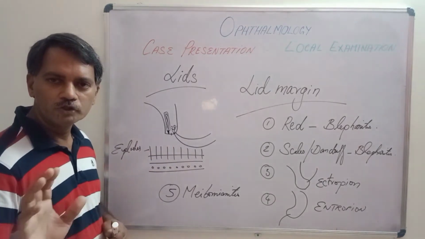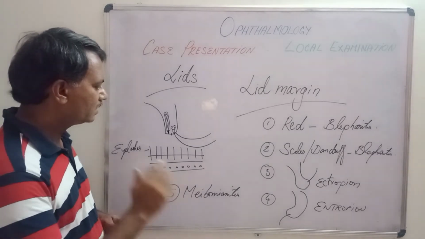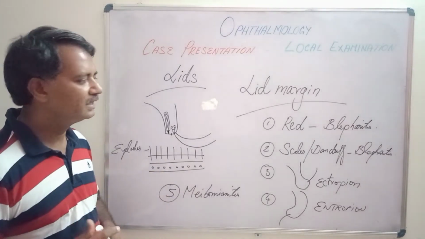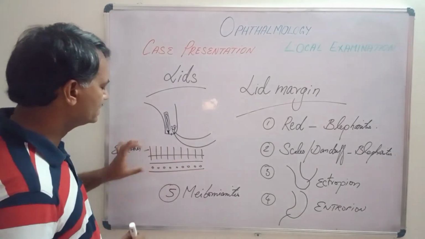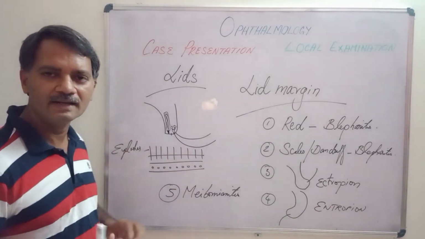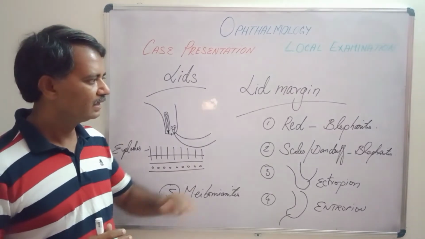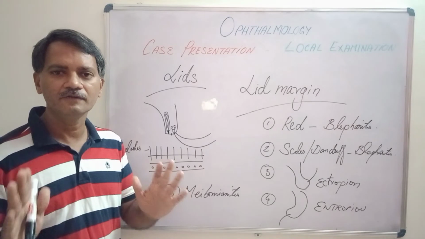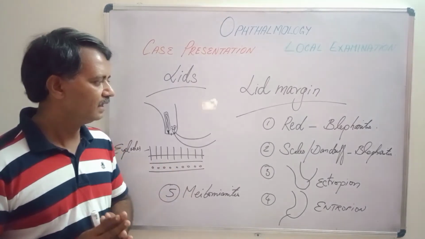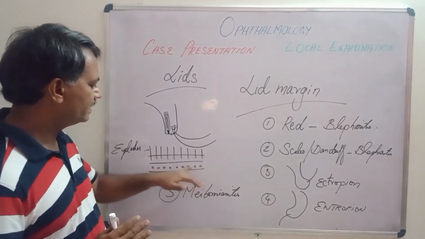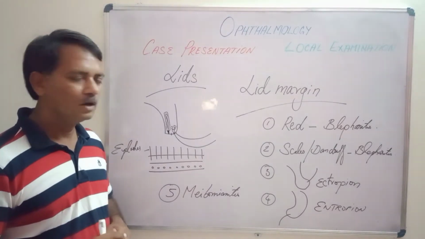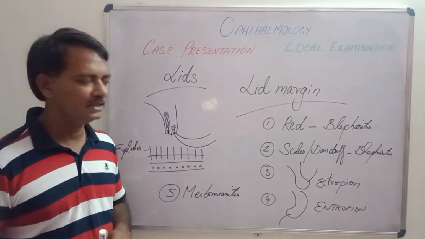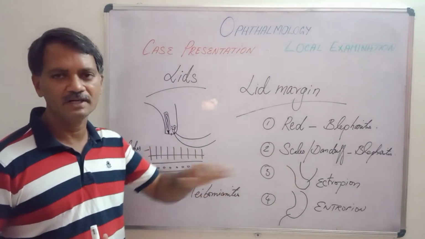Now, you should know what abnormalities can occur or that we can see in the lid margin. The lid margin may be inflamed and red in color. It is classical of blepharitis. Blepharitis is nothing but inflammation of the lid margin. In the margin of the lid, you can see scales or white dandruff-like material, which is classical of blepharitis.